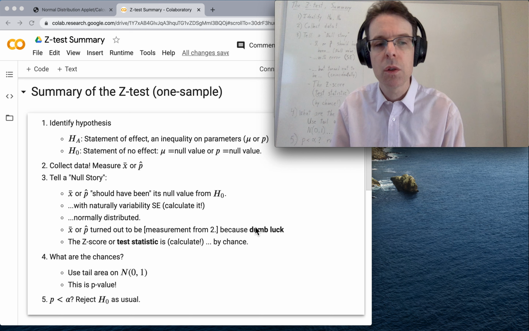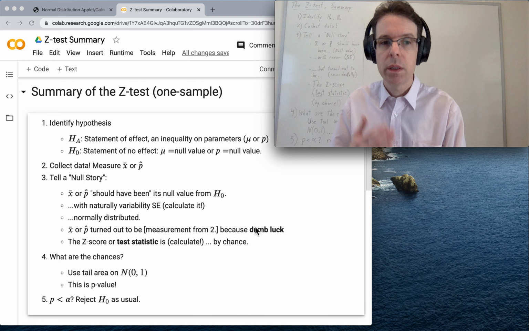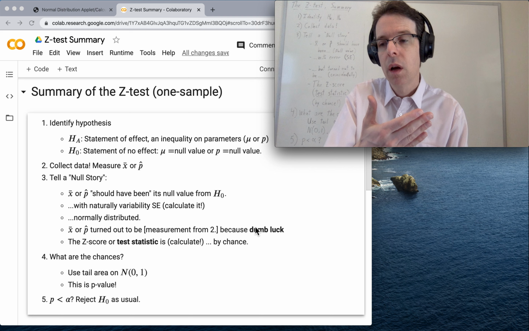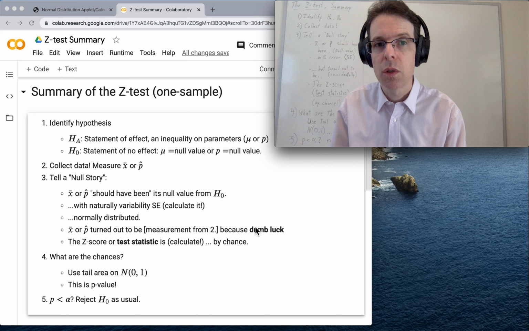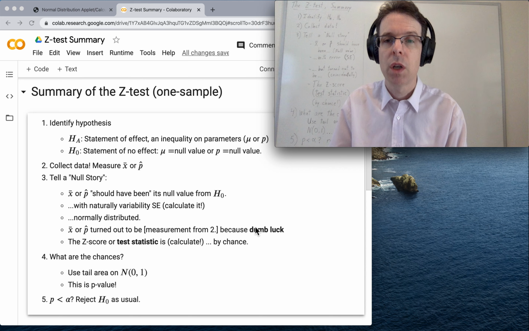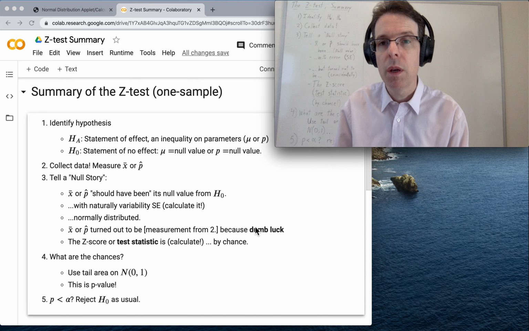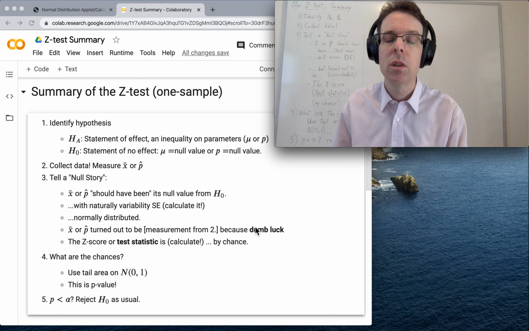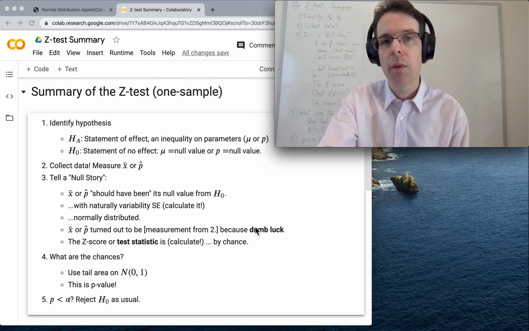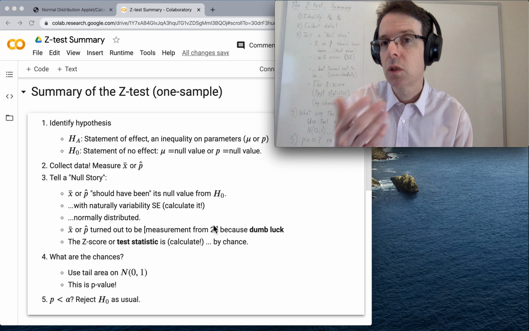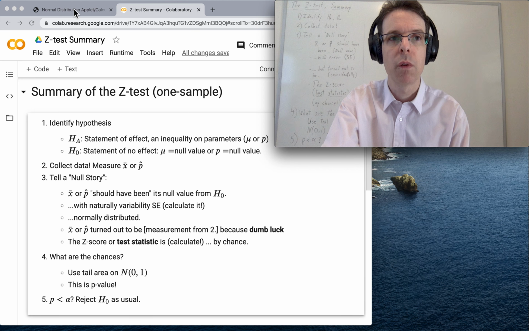So finally, we have to ask the question, what are the chances of that? Our test statistic indicates that our measurement, x bar or p hat, turned out to be a certain number of standard deviations away from our expectation given by the null value. And we have to say, what are the chances of that? And that's the question of the p-value. But in order to answer that question, we need to refer to a normal distribution. And so I want to show you how you can do that yourselves using a computer. There are lots of applets online that'll allow you to do this, and I've just picked out one at random that seems to have a pretty good interface.